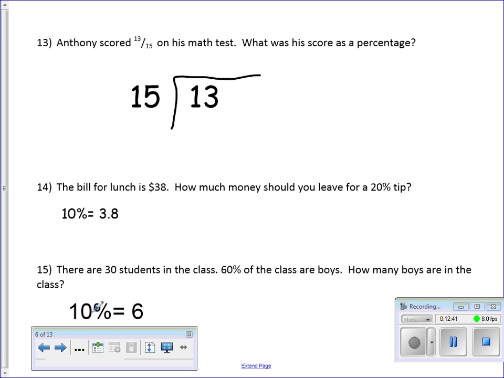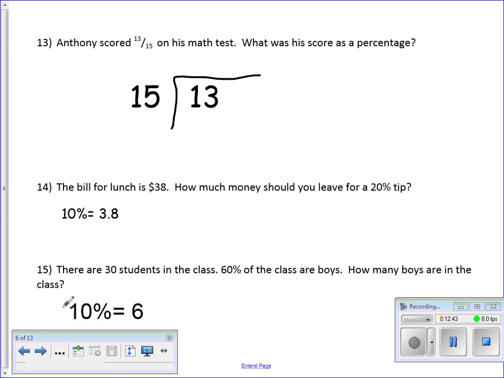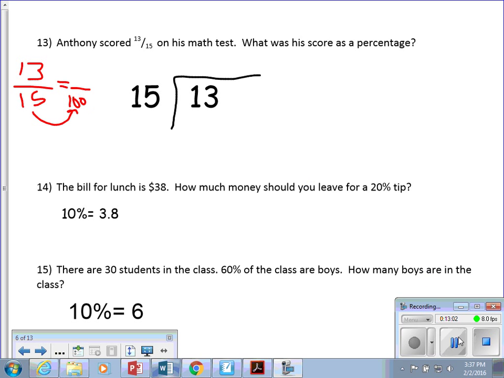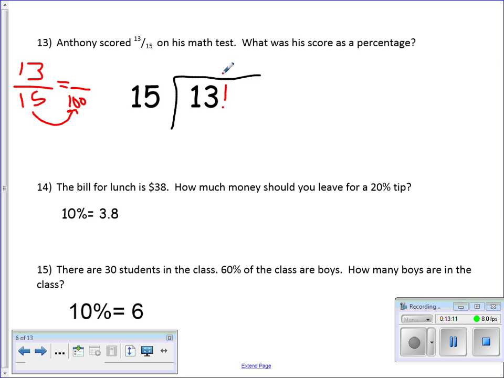Everyone's favorite question was number 13. Anthony scored 13 out of 15 on his math test. What was his score as a percentage? So, your thought process: I know some of you tried to set this up as an equivalent fraction, but the problem is I can't multiply 15 by a whole number to get 100. So we need to go a different route and we need to divide here.